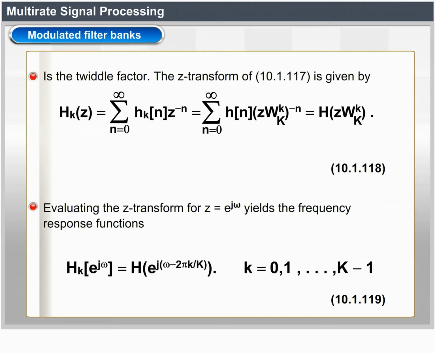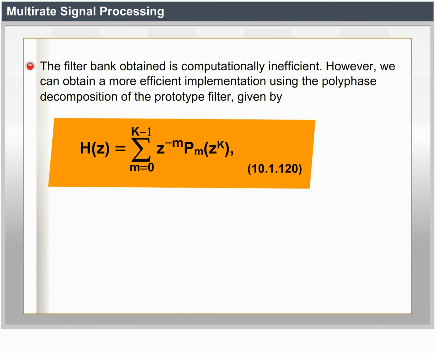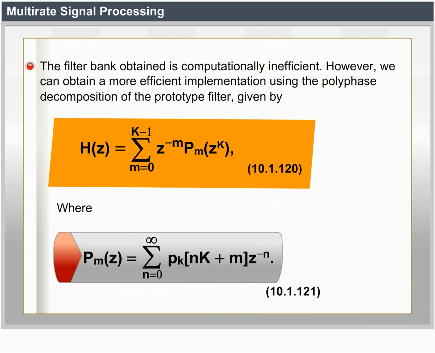However, we can obtain a more efficient implementation using the polyphase decomposition of the prototype filter given by H of z equal to summation m equal to 0 to K minus 1 z power minus m into Pm of z power K, is called equation number 10.1.120, where Pm of z equal to summation n equal to 0 to infinity p of nK plus m into z power minus n is called equation number 10.1.121.